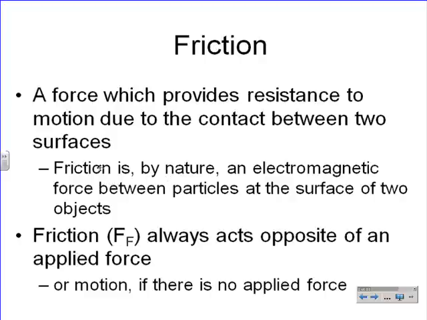At the surface of two objects, we have some negatively charged electrons and positively charged protons, and all of those things. There's a weird attraction and repulsion going on there at the surface. The result is that there is a resistance to the motion of that object because of it. Friction is always an opposite force. It acts opposite of an applied force. It acts in the opposite direction of the way we're pushing on something, or it may act in the opposite direction of motion if there is no applied force.